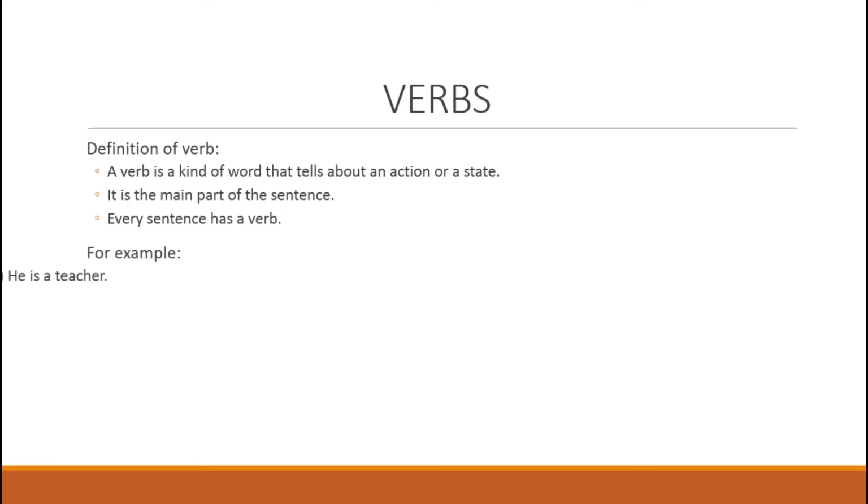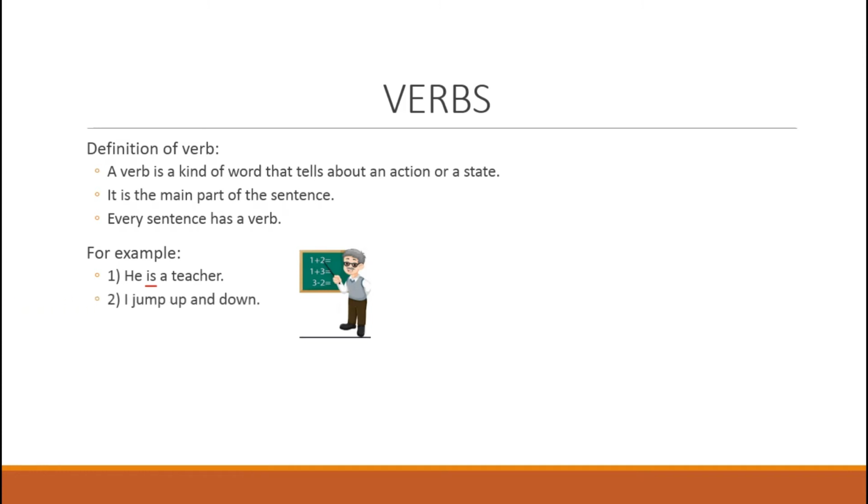For example, he is a teacher. So here in this example, is is a verb. Now here no action is there. Is is a verb, but here only information is there, action is not there. So here it is a stative verb, not an action verb. Second example, I jump up and down. So here the word jump is showing an action. So here jump is an action verb.